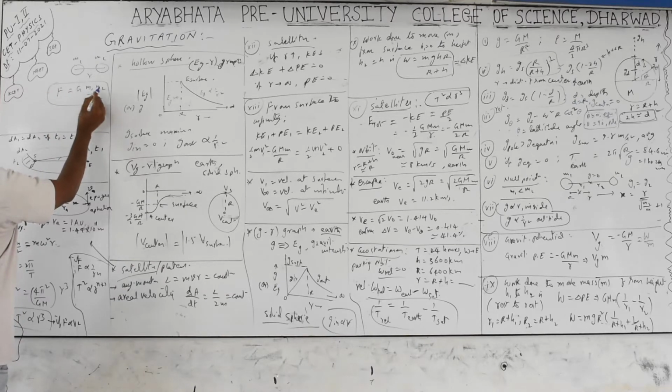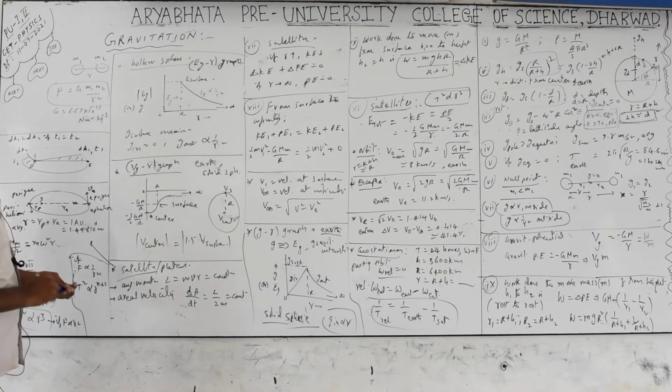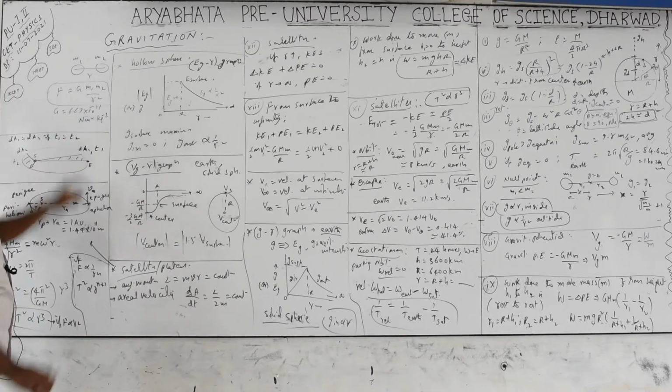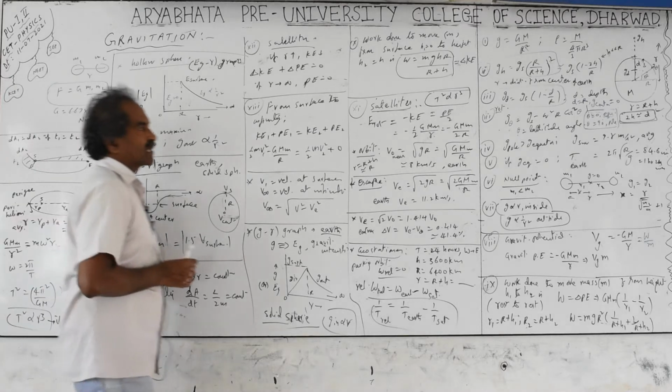Actually, it is proportional to m1 m2 by r square. G was not given by Newton, it was calculated by Cavendish, whose value is equal to 6.67 into 10 to the power of minus 11 Newton meter square per kg square. This value is very small, therefore for small objects you will not notice much force. The gravitational force is only an attractive force, not repulsive. Attraction force we sometimes mention in terms of a negative sign also.